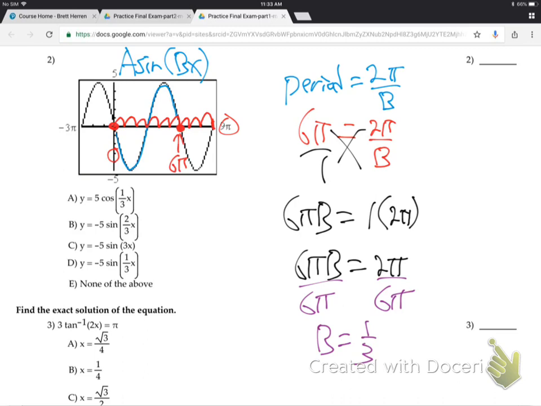So it's minus 5. Oh, it's minus 5 also because it goes down first instead of up. Minus 5 sine 1/3 x. There it is. It's not e. It's there.